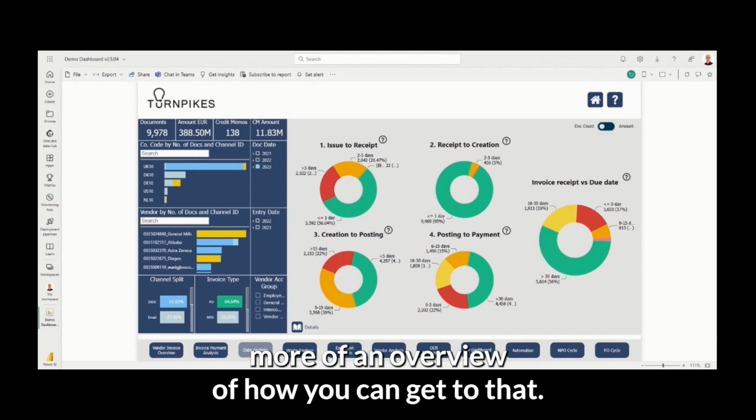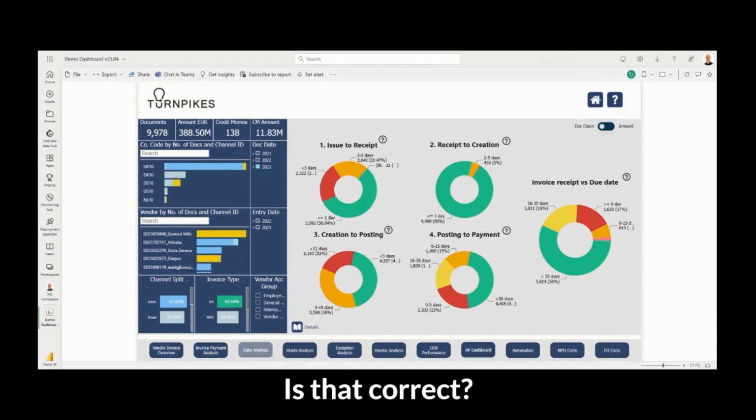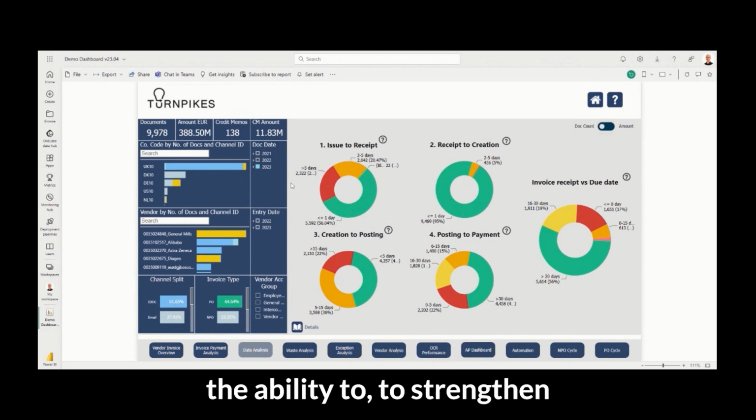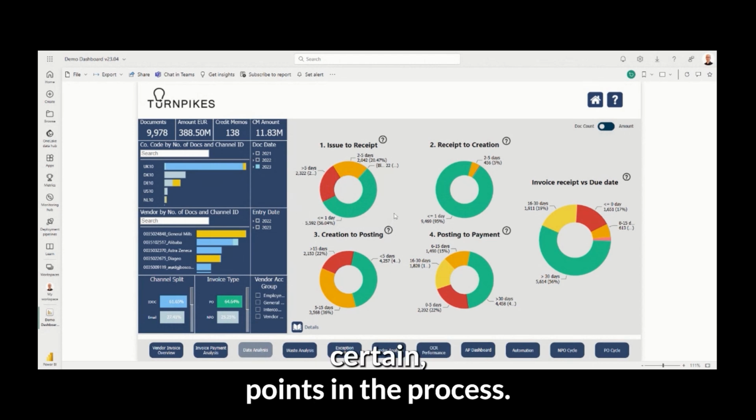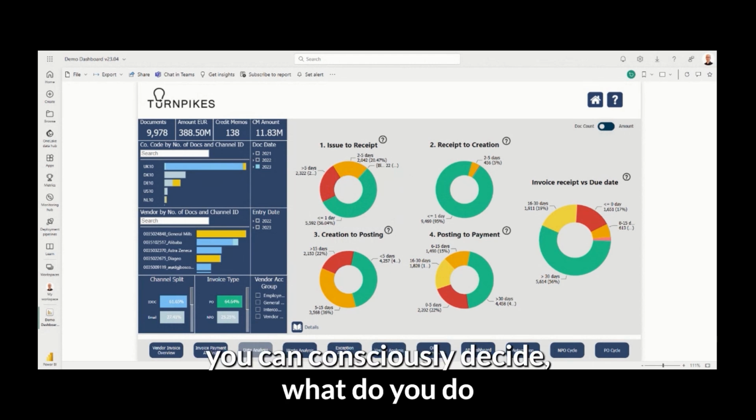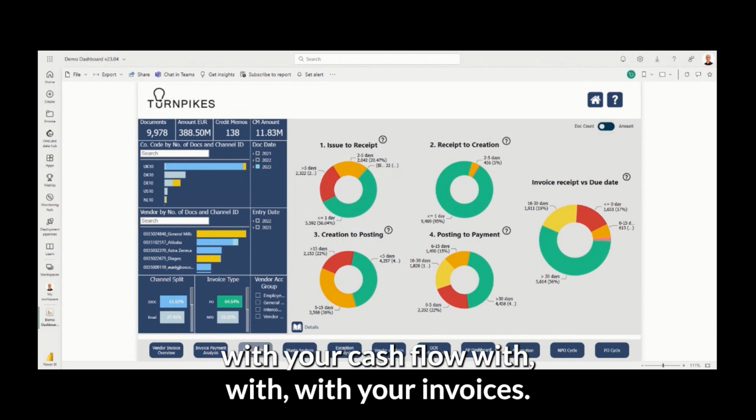So this gives you a bit more of an overview of how you can get to that. Is that correct? Exactly. This basically gives you the ability to strengthen certain points in the process, and instead of chasing the invoices, puts you in control of invoices, and then you can consciously decide what to do with your cash flow and your invoices.